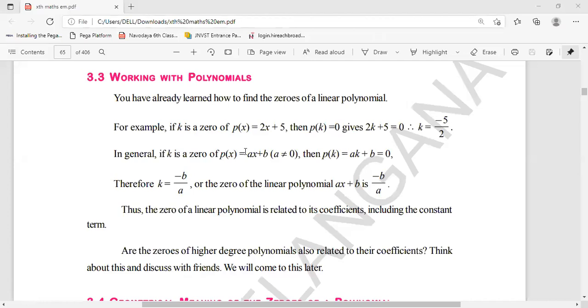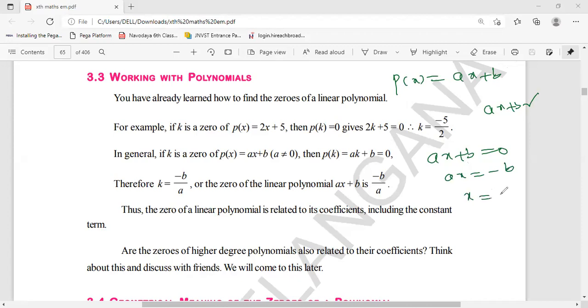P of x is equal to ax plus b. Then what is the zero of this polynomial? Whenever they ask for the zero of the polynomial, you have to equate that expression to 0. Then it will become an equation. In this case, ax plus b is an expression. Now it is an equation. From here, find the x value: transpose b to that side, it will become minus b, and x is equal to minus b by a. So the zero of a linear polynomial is minus b by a.